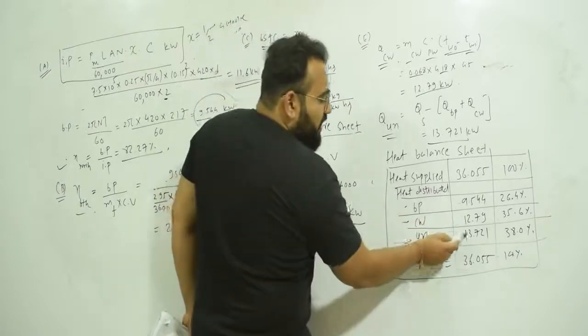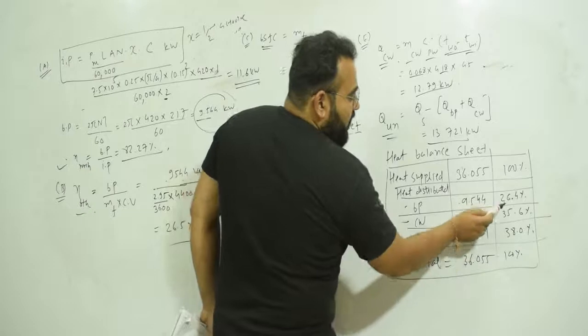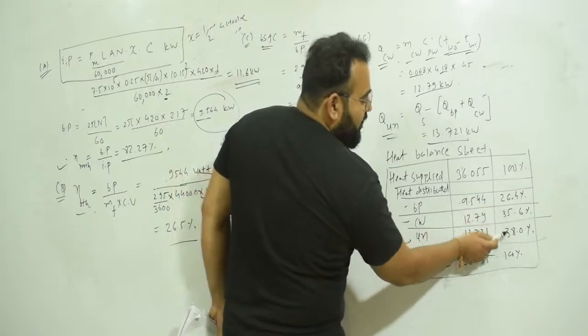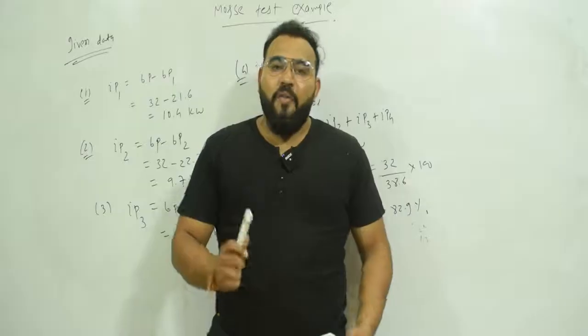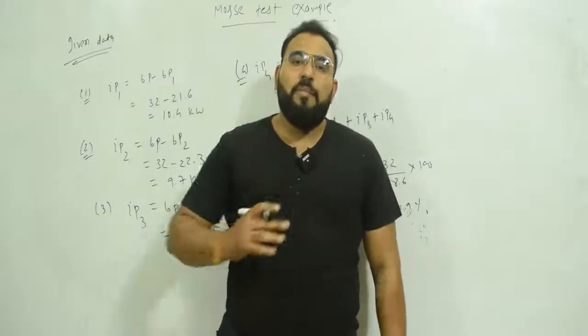So do the summation of these three, this and this equal, and also find the percentage of these three. The summation should be 100%, this and this equal. So this is how you can cross-check. Now we're going to see one example of the Morse test.